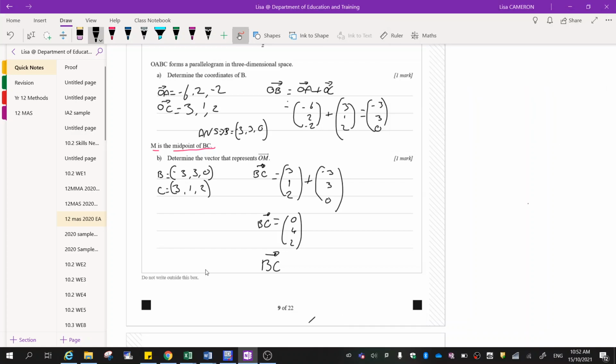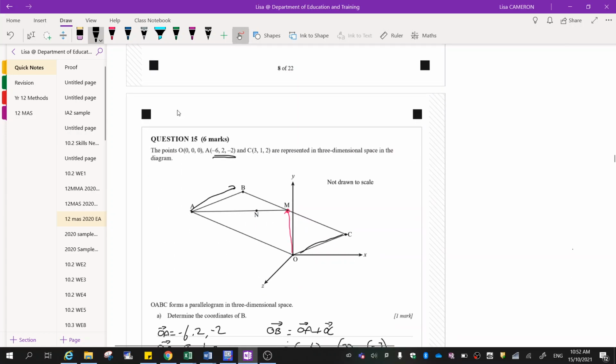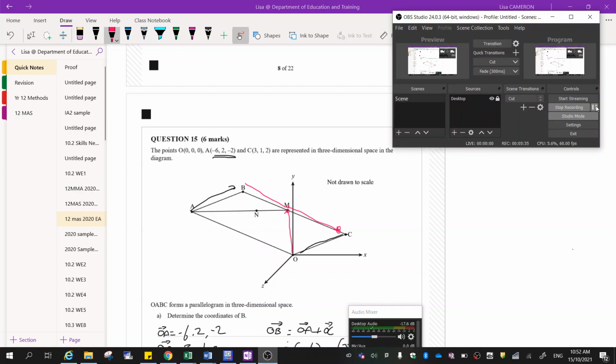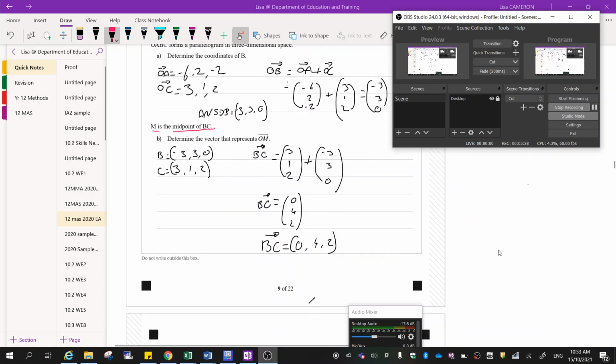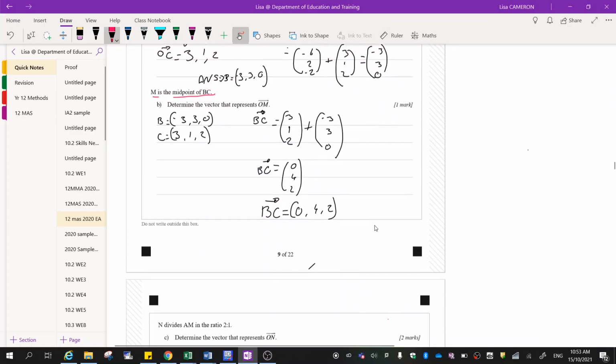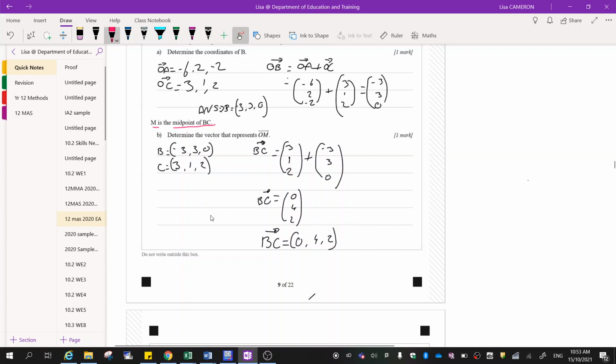So BC is equal to 0, 4, and 2. Now that is this whole line here. So BC is this whole line here, right? The issue is we want to find this midpoint section. So in order to do that, we'd have to divide that whole BC line by... Okay, so you just want to divide that by 2. So I'll just do it just over here. It's a bit backwards, I know, sorry about that.